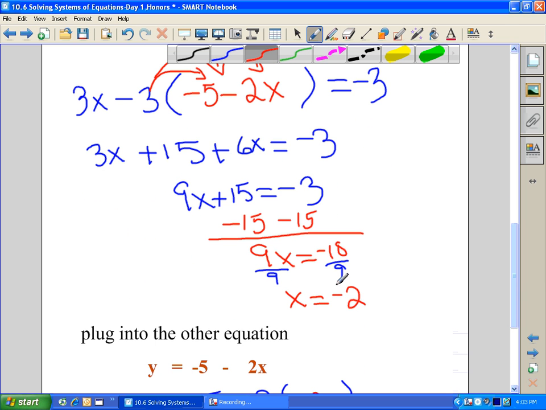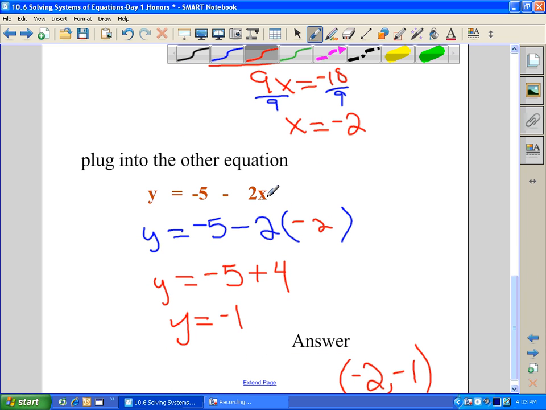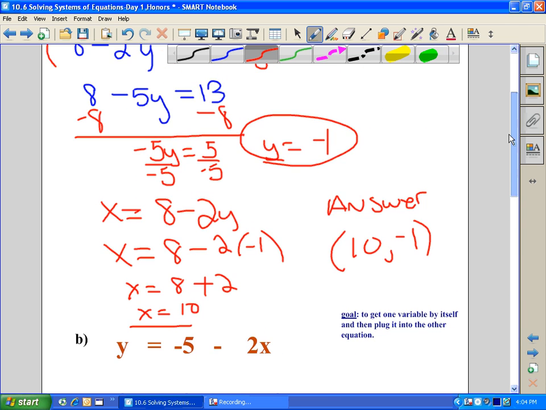Now, if you need to slow down a little bit, you can look at that closer. Once I got -2, I plugged it into this equation. Okay, and then again, I did my multiplication first, and negative times a negative is a positive, and -5 plus 4 is a -1. So what's my answer? -2, -1.